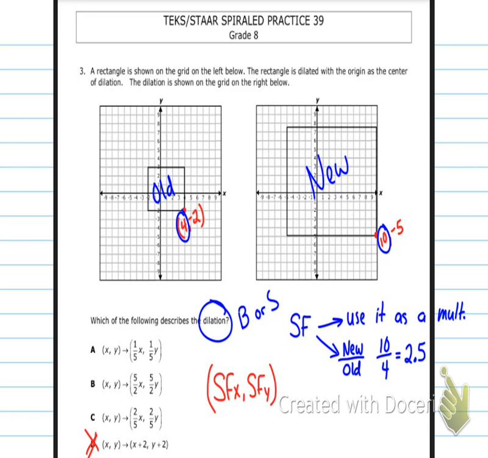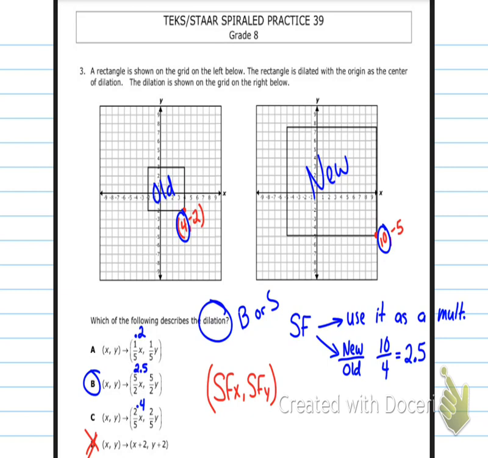Now, what I want to point out is when the dilation gets enlarged, your scale factor has to be bigger than 1. Only one of my options that I have left is greater than 1, so I could kind of already tell the answer. But the proper way is to do new over old. And notice that only one of these gives you the same scale factor. That would be B. It's also the only answer that's greater than 1 that would represent an enlargement.